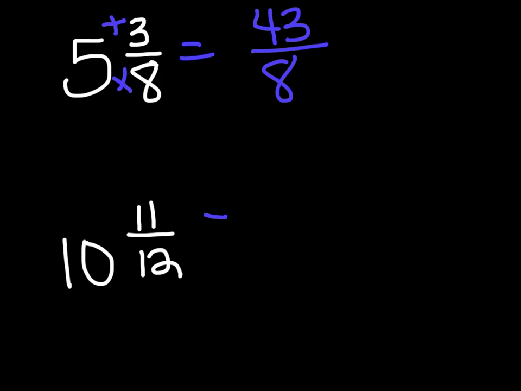The second example on this slide would be 10 and 11/12. Again, you multiply your denominator by your whole number. 12 times 10 is 120, plus 11. So 120 plus 11 would be 131, all over 12.